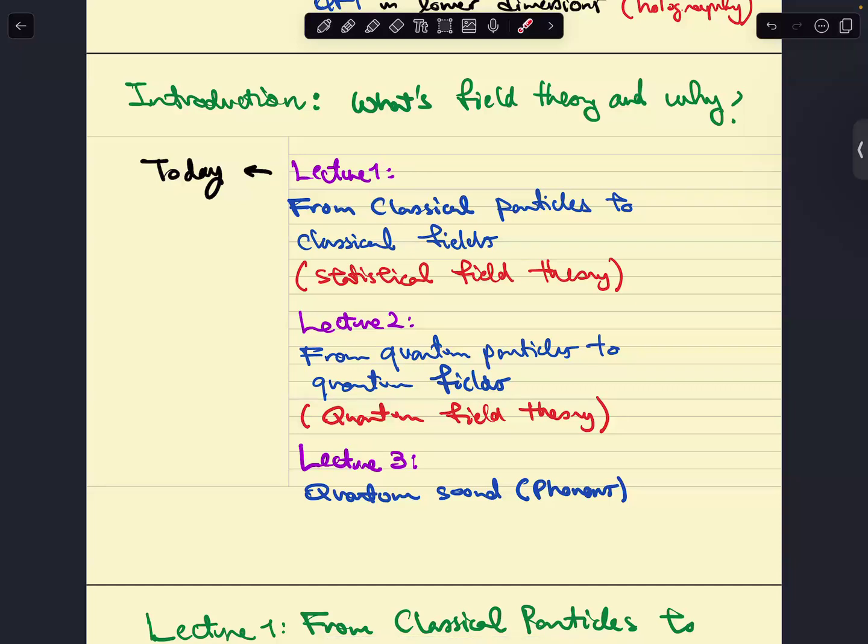So what is field theory and why? This is the introduction part of this course. This introduction will have 3 lectures. Today is the first lecture. The title is From Classical Particles to Classical Fields, the story of statistical field theory. The next lecture, we're going to be talking about from quantum particles to quantum fields. This is what usually goes with the name of quantum field theory. I'll not be distinguishing between the two, as you will see the framework is the same. And then lecture 3 is the first example of a quantum field theory, a theory of quantum sound, otherwise known as phonons.